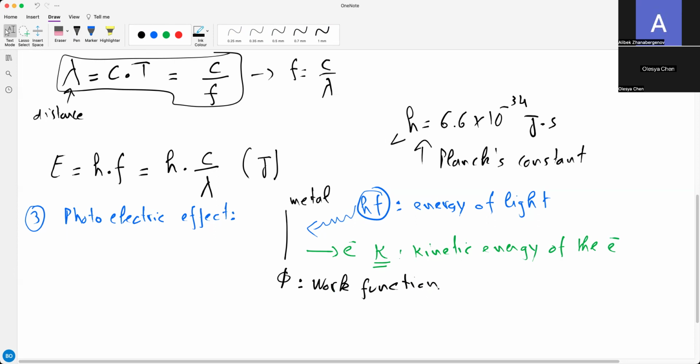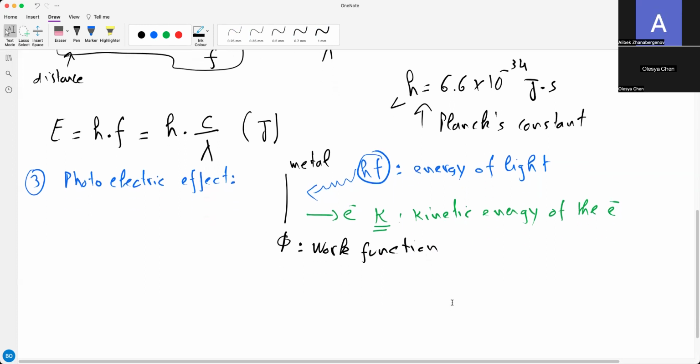The work function demonstrates the minimum energy that is required to extract one electron from the material. Exactly. So the work function, yes, very good. The work function is in fact the binding of the electron to the metal. So if you want to extract the electrons from this metal, you have to overcome this binding. So you have to provide a minimum of energy at least equal to the work function.